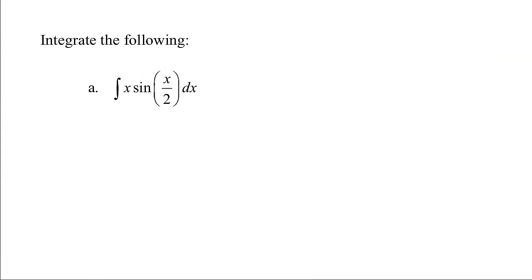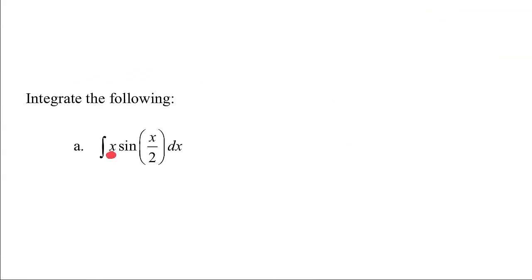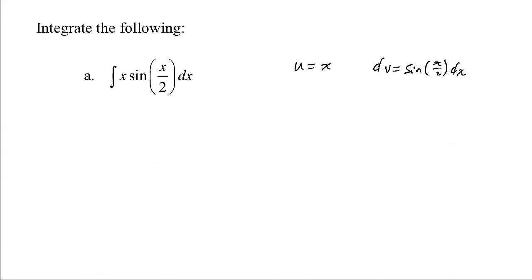Integrate the following. So I will have to choose a u, right? So I notice, first thing, this is something times something, right? So I'm going to let u be x, and that means dv is what I have left: sine of x over 2 dx. And I don't think it matters in this case which one you choose as far as what your u is and what your dv is.